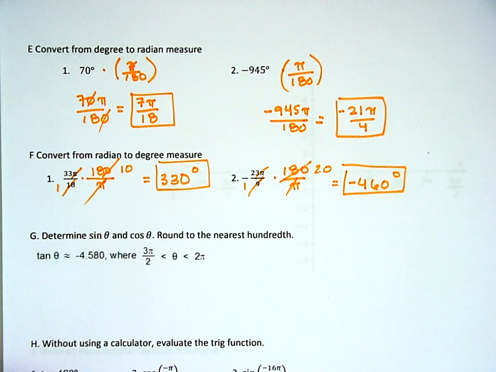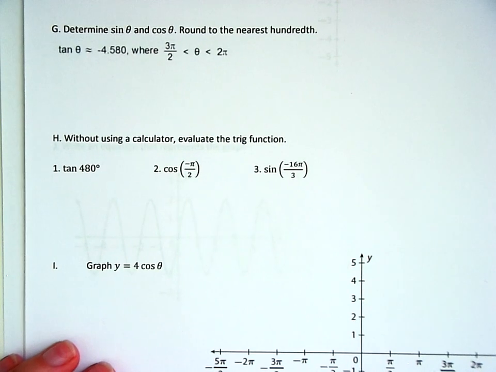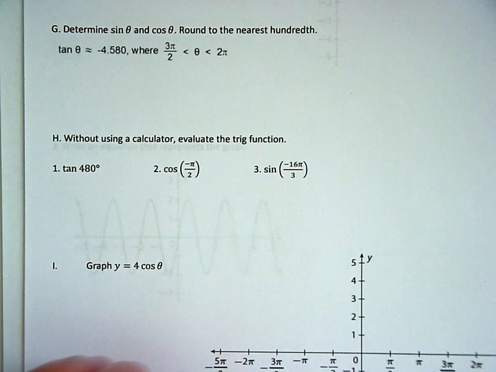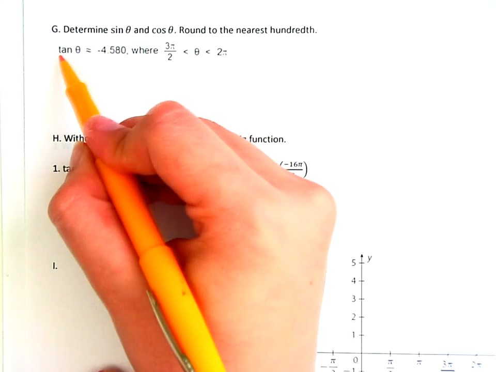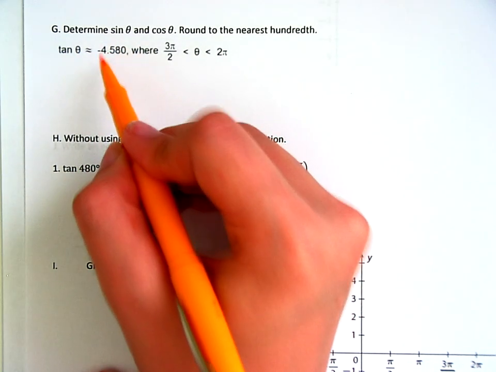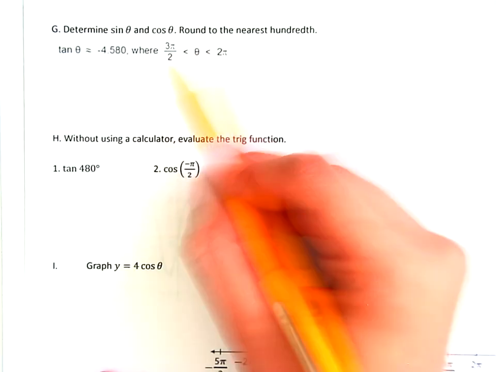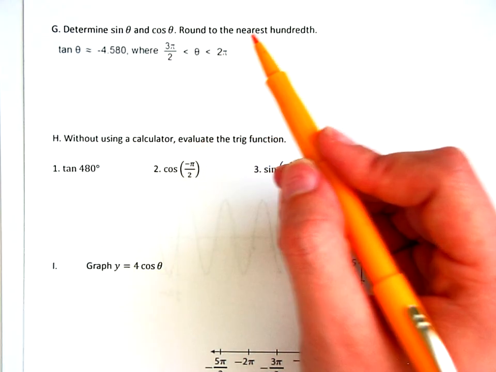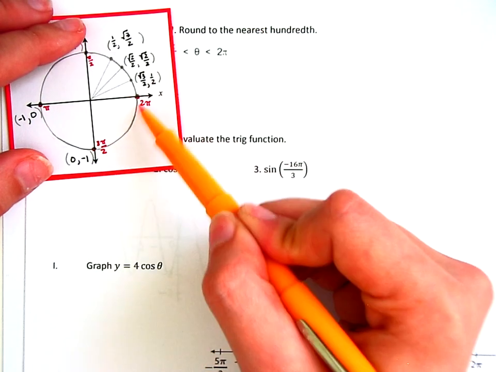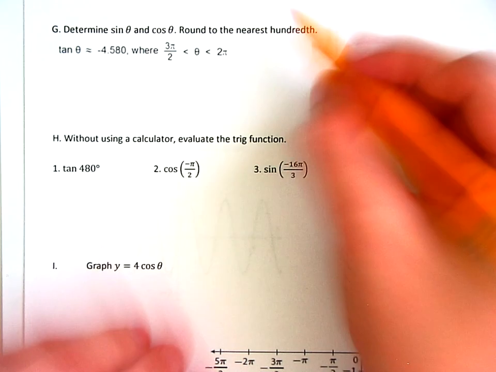Okay, so that's converting. Now we're going to use what we know about our inverse functions and our quadrants on our unit circle. So this tells me that tangent of some angle, I don't know what the angle is, is this value right here. So they've given me the tangent ratio. They also told me that the angle is between these two angles. Now let's take a look at our handy dandy little unit circle. And when I'm between 3 pi over 2 and 2 pi, that's my fourth quadrant, right? So fourth quadrant.